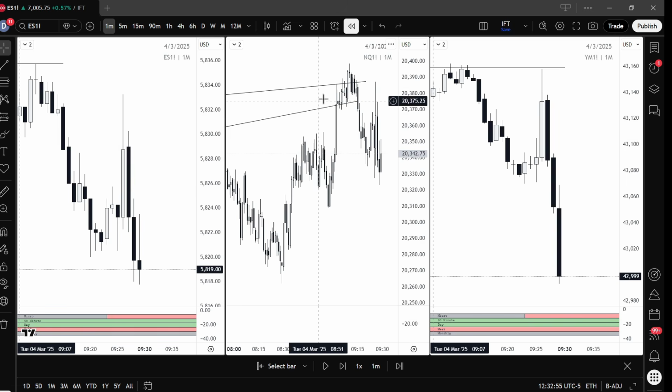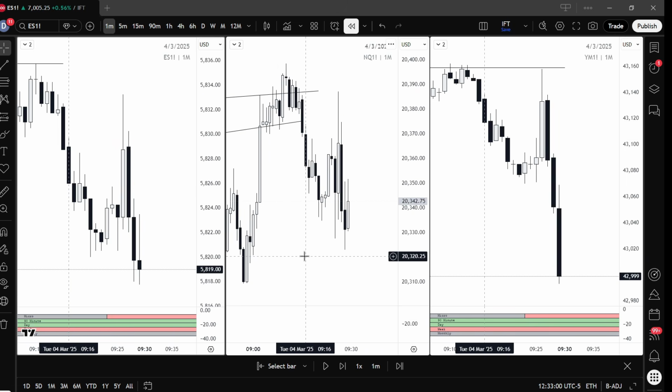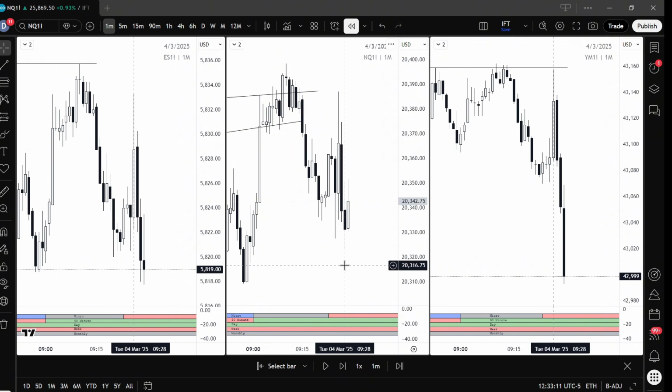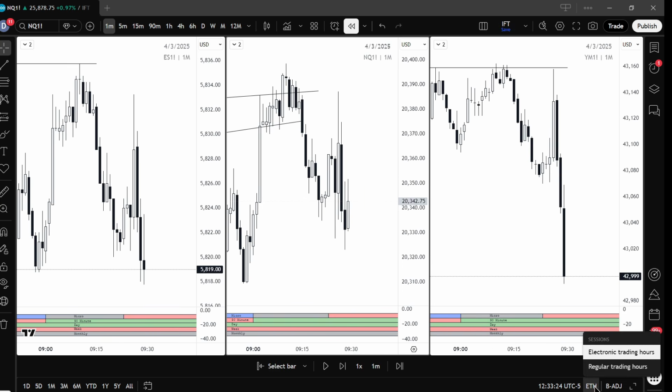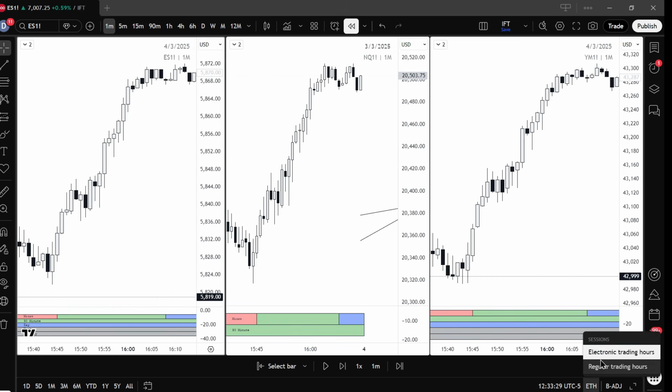Because we kept in mind that we don't really have a valid SMT, we need to see a second stage here, right? We need a valid SMT to form for this session to be a valid trade. What you do is you click on the asset. I'm going to show you this. What you do when you're on the 1 minute time frame, right before 9:30, is that on ES and NQ, you want to change this to regular trading hours. I'll do the same thing to ES as well.